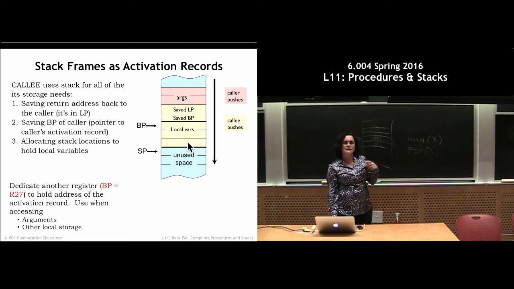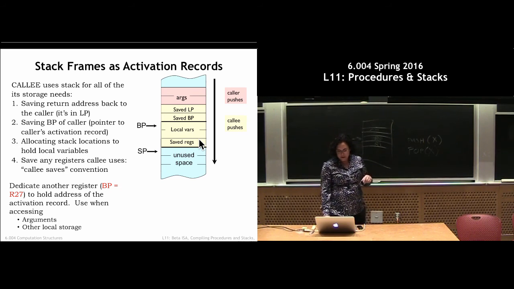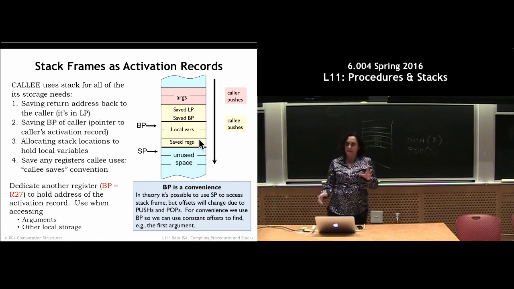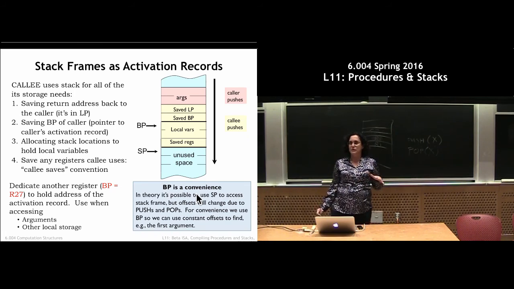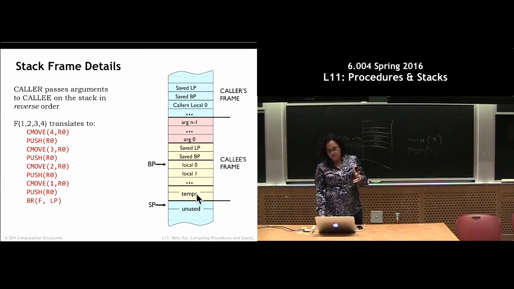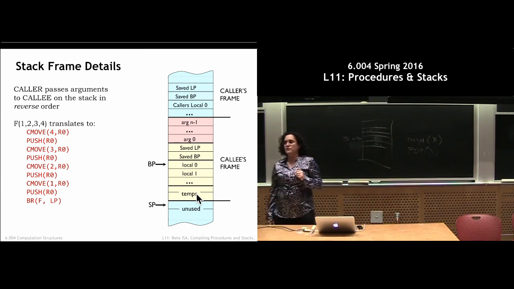And then if we needed to make use of any registers, we would make sure to save them by putting those onto the stack next. And so we would save those registers. Let's take a closer look at what this really is going to mean in a couple slides. But before that, let me just mention once again that the base pointer is just a convenience, right? We could do everything with a stack pointer, but using the base pointer, we'll see, makes things a lot easier.